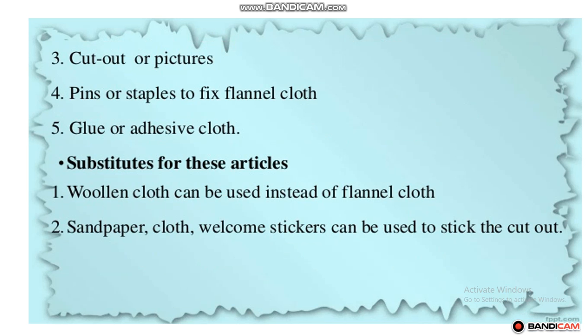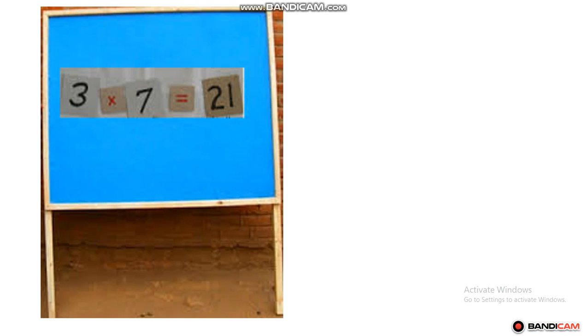As a substitute for these articles, you can use woolen cloth instead of flannel cloth. Sandpaper or cloth velcro stickers can be used to stick the cutouts. So anything can be used. You can make the board and stick the pictures. So this is a ready-made board, you can see.